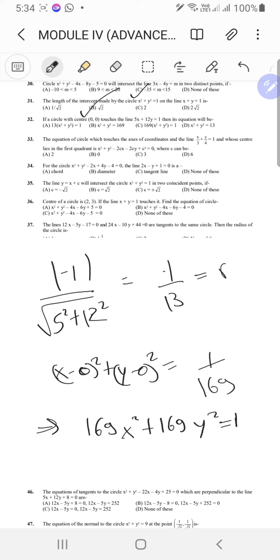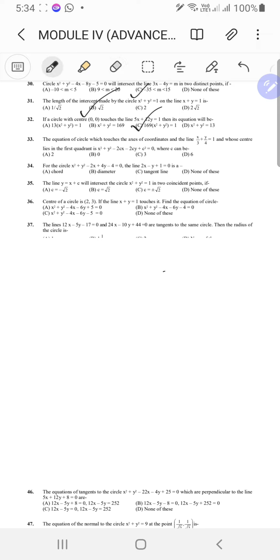The equation of circle which touches the axis of coordinates and the line x by 3 plus y by 4 equal to 1 and whose center lies in the first quadrant is x squared plus y squared minus 2cx minus 2cy plus c squared equal to 0, where c can be. Basically, axis of coordinates means the coordinate axes, the x-axis and the y-axis.